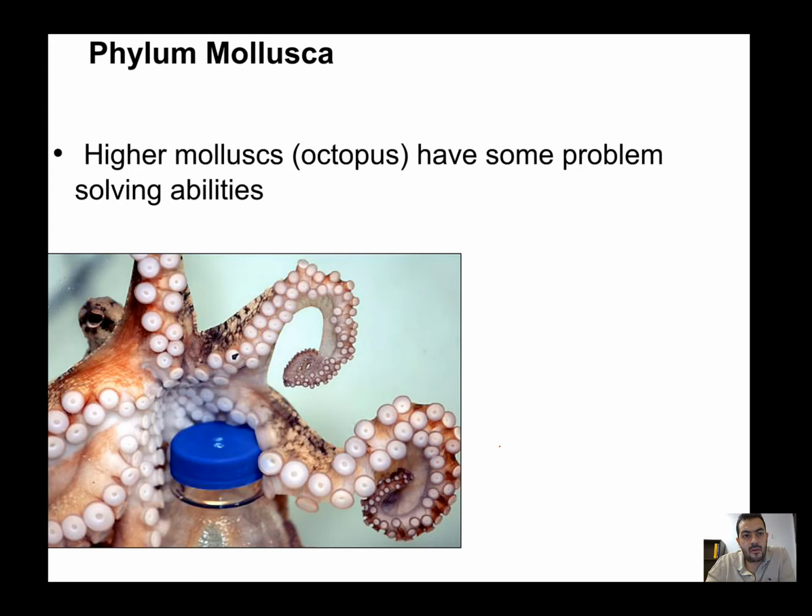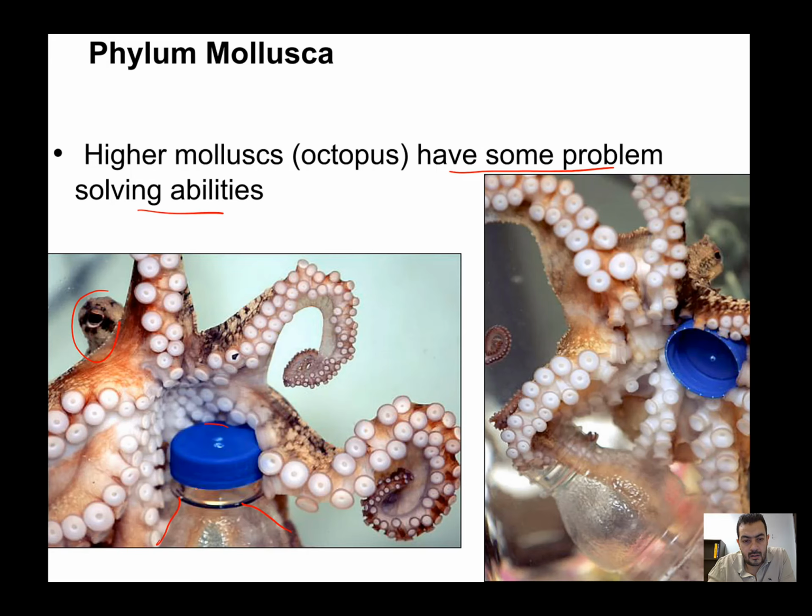When we move on to the higher mollusks, for example the octopus, these are characterized by having very good eyesight, so precise vision, and also very good problem-solving abilities. We usually tend to focus on vertebrates when we talk about problem-solving abilities, but some of the higher mollusks are very intelligent. Here is a picture where somebody has given this octopus a food source in a capped bottle, and as we can see, the octopus has opened the cap in order to reach the food.